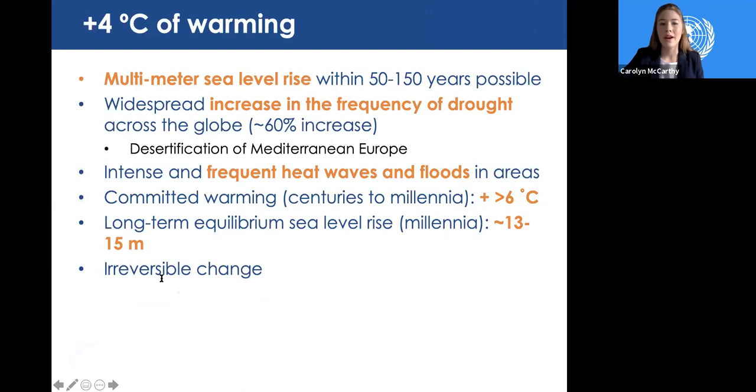Now, if we do not reduce our fossil fuel use, we could see severe impacts by the end of the century. This includes anything from multi-meter sea level rise, the widespread increase in the frequency of drought, intense and frequent heat waves and floods, committed warming for centuries to millennia, long-term equilibrium sea level rise, and other irreversible changes.